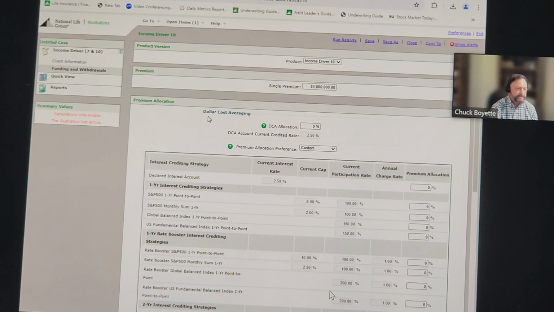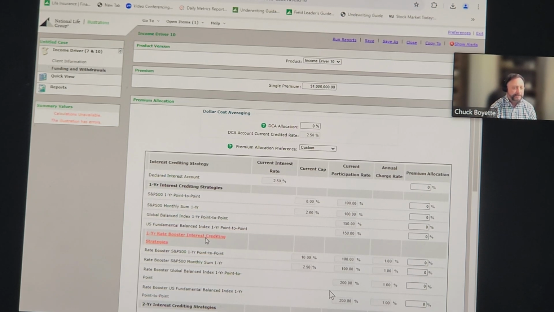And then we have our choices of the interest crediting strategies. You can see where declared interest is going to pay 2.5%. And then we have our 1-year strategies, our booster strategies. We already talked about booster options, but with booster options your client has to pay a 1% fee, but it does pay either a higher cap or a higher participation rate. So if we look at S&P 500 1-year point to point, without the booster it has an 8% cap, with the booster a 10% cap, but there's a 1% fee.